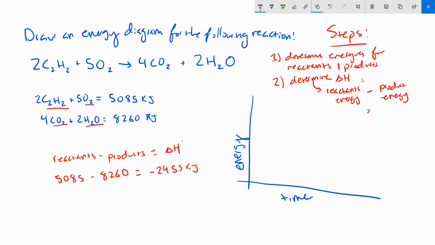Now our third step is to determine whether this is exothermic or endothermic. You have to figure that out. This has a negative delta H value. So negative delta H, that's exothermic. If it had been a positive delta H, it would have been endothermic. And then your last step is to draw the correct graph.